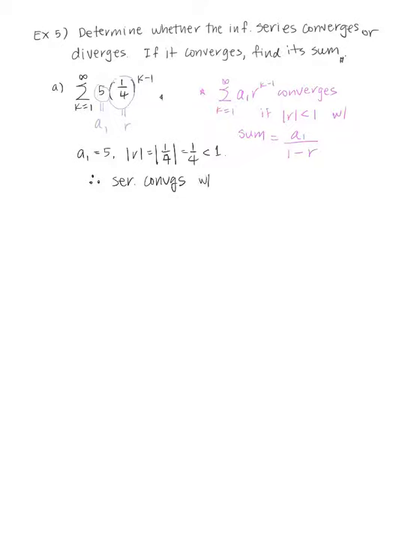So I'm going to say the sum being a sub 1, which is 5 over 1 minus 1/4. So this is going to be 5 over 3 over 4, which is 20 over 3.